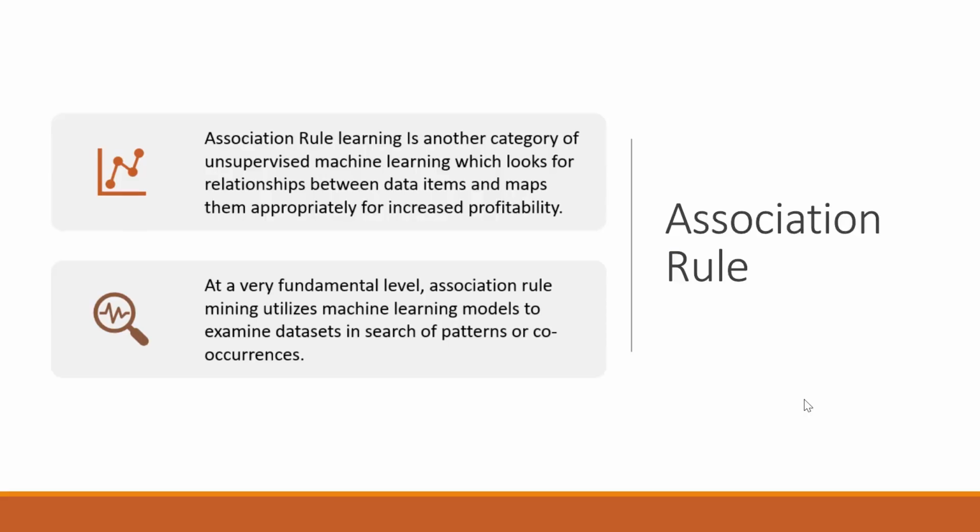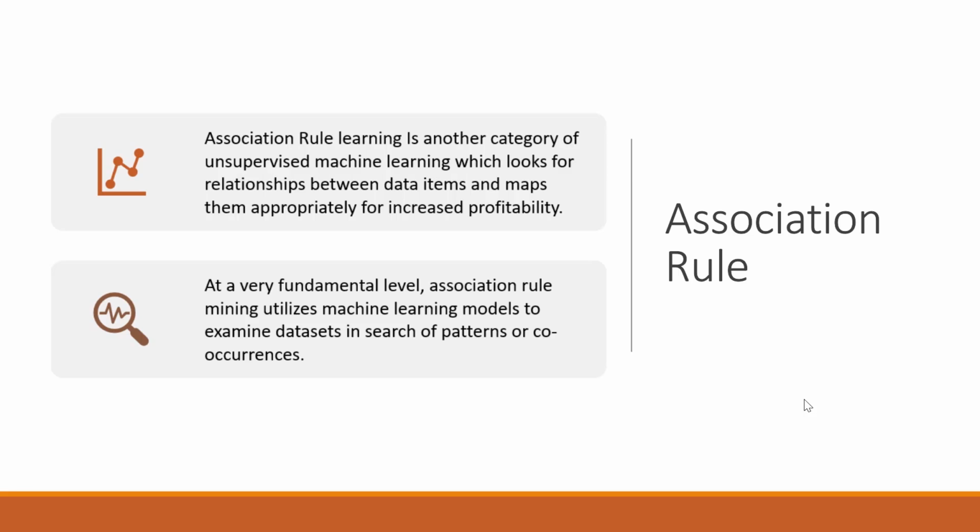Let's move forward and discuss the next category of unsupervised machine learning, that is association rule. Now this association rule is another category which looks for relationships between data items and maps them appropriately for increased profitability. This technique tries to look for relevant relationships or correlations between the dataset variables. At a very fundamental level, association rule utilizes machine learning models to examine datasets in search of patterns or co-occurrences. So it pinpoints the if-then patterns that are the association rules in and of themselves.